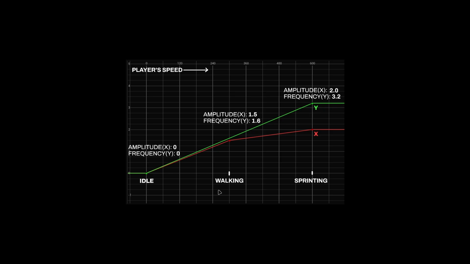So when the player is not moving, both amplitude and frequency are going to be set to 0. When the player starts moving, the amplitude and frequency values will increase to these values. And finally, when the player reaches its highest possible speed by sprinting, the amplitude and frequency are going to be set to these values accordingly.